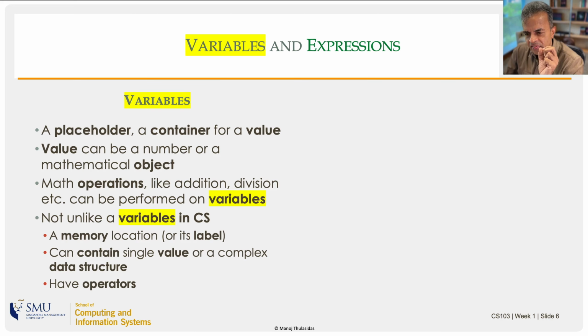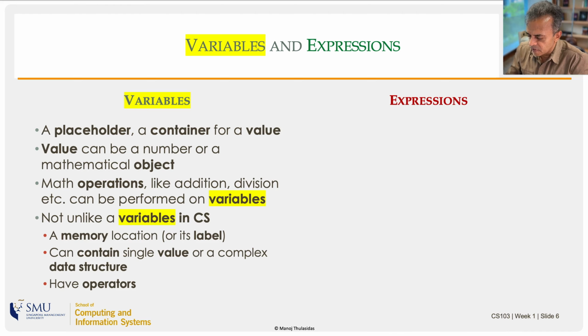Now, if you think about it, these are not unlike the variables that you encounter in programming. In programming, a variable is like a memory location with a label. So if you say x equal to something, or let x equal to something in, say, JavaScript, then a memory location is allocated, and a label called x is attached to it, and the value that you specify will be stored in that container. And of course, the container can contain single values or complex data structures or objects, or even functions, etc. And they also have operators. So there is a one-to-one correspondence between variables in mathematics and in programming.